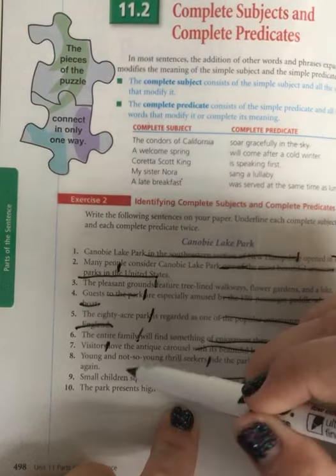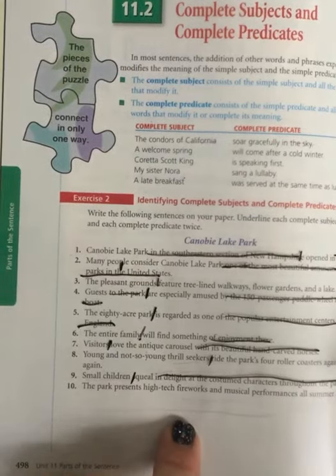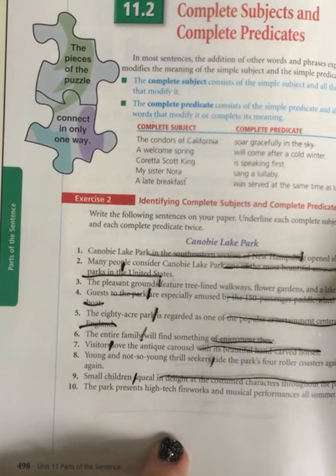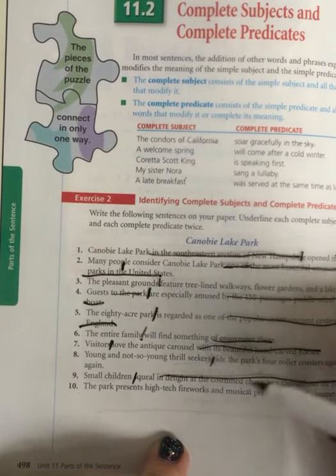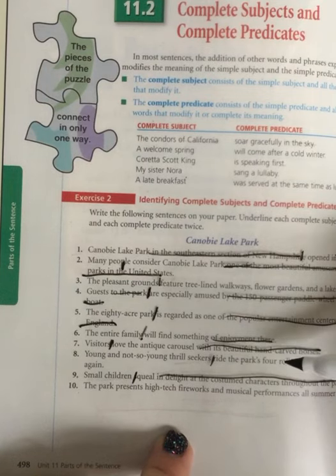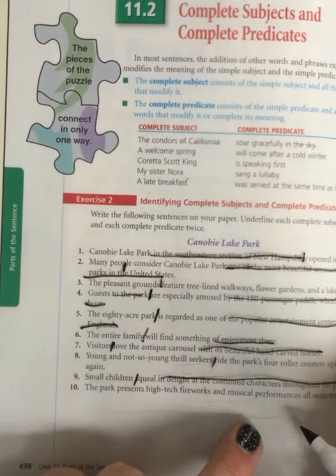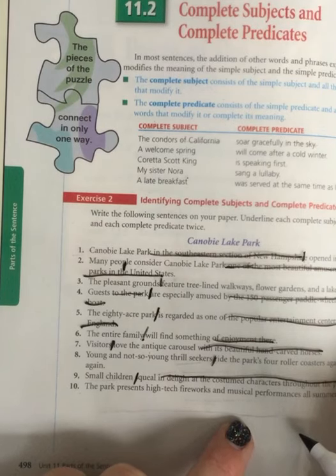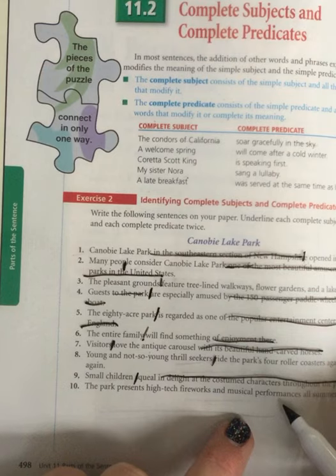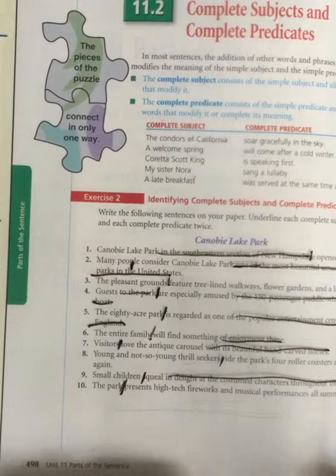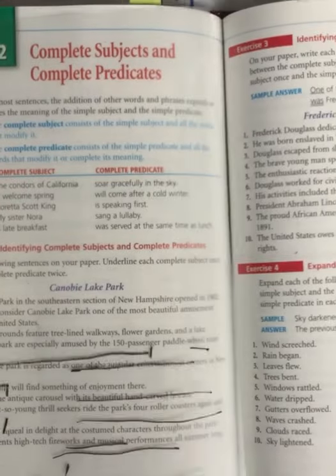Line goes before squeal. The park presents high-tech fireworks and musical performances all summer long. Or slash before performances. And also more. Where does the slash go? Before performances. Or, sorry, not performances. Presents. There we go. Okay? Good? All right.